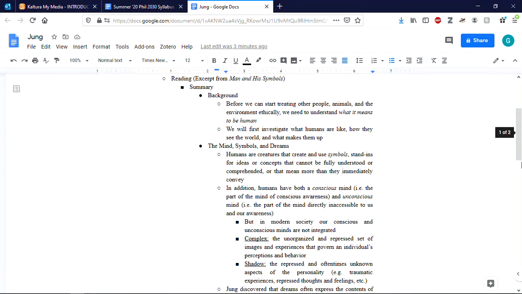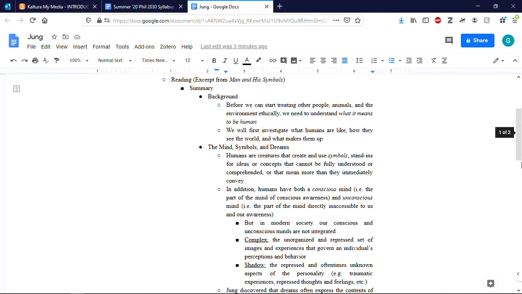So, like I said, today we're looking at the first half of Jung's essay, Approaching the Unconscious. Let me give you a little bit of background on this reading and what Jung is doing in it. We're entering our first unit in this class, which I've titled Preparing for Ethics, because I think in order to understand what it means to live an ethical life, and in order to treat ourselves as well as other people, animals, and the environment ethically, we need to understand what it means to be human. That is, what makes humans tick, how do they see the world, what influences how they see and act in the world. That's what we're going to be investigating today.